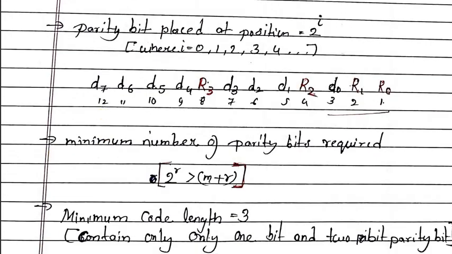Now here, with an example, the parity bits are placed at positions 2 to the power i. Here this is our data: D0, D1, D2, D3, D4, D5, D6, D7. These are our data bits, and R0, R1, R2 and R3 are the parity bits. In Hamming code, we place the parity bits at positions 2 to the power i, that is the 1st place, 2nd place, 4th and 8th place.